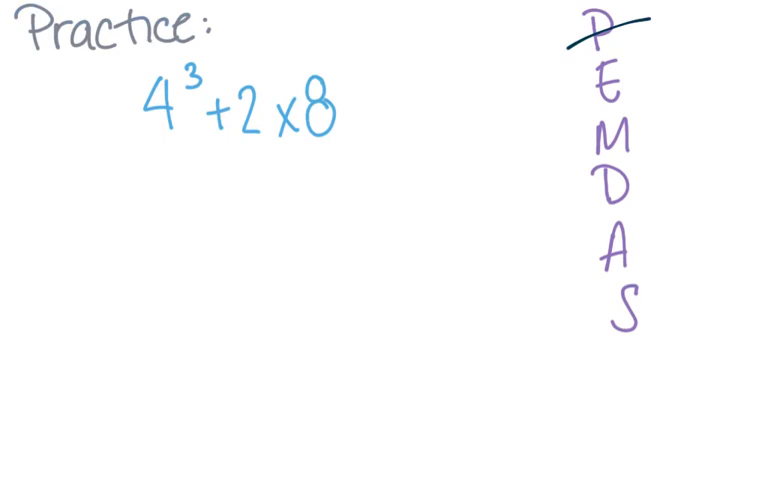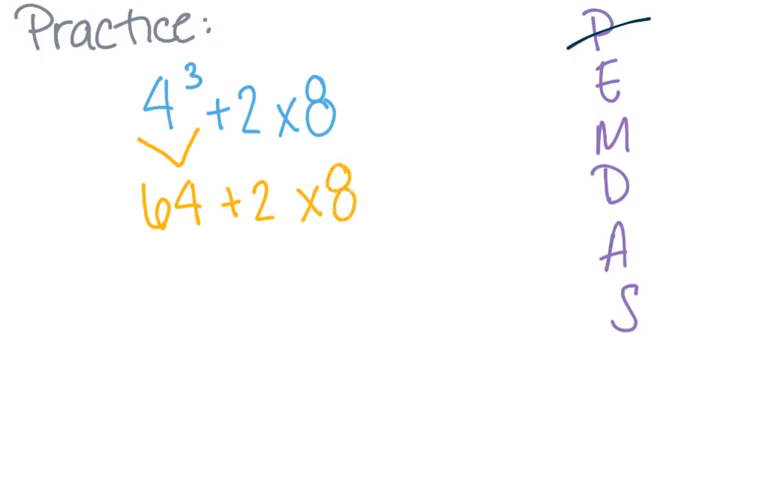Our next example is 4 cubed plus 2 times 8. So we see that we have an exponent. When we look at the order of operations, the exponent needs to be done first because we don't have any parentheses. So we're going to start by solving 4 cubed. And 4 cubed gives us 64. So now we have 64 plus 2 times 8.